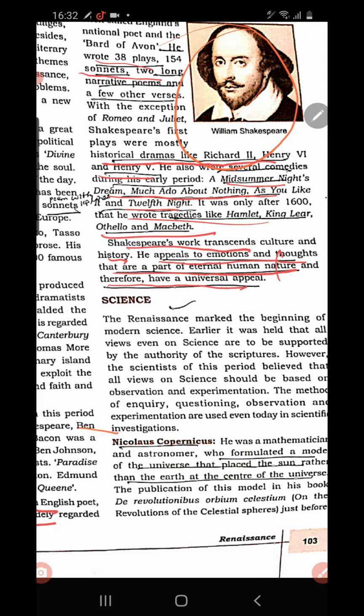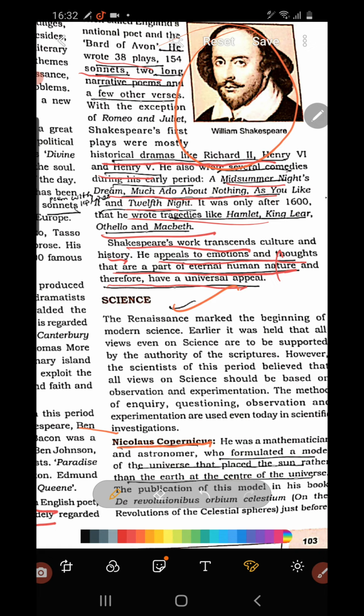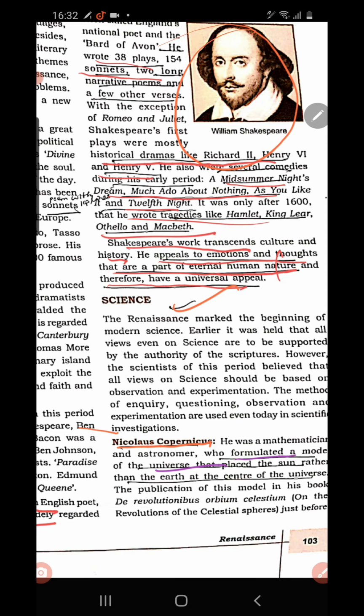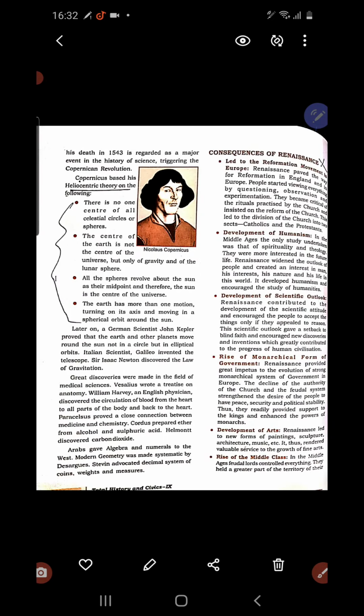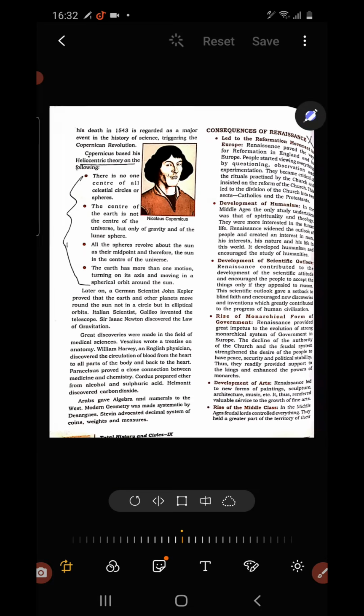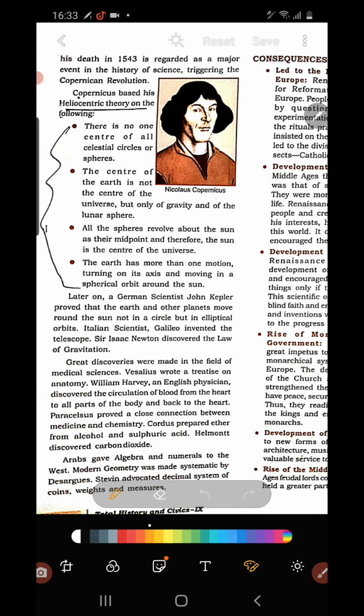Then science, when we study, you need to study Nicholas Copernicus. He was a mathematician and astronomer. He was the one who was punished by the church, I told you in the beginning. He brought about the heliocentric theory, which formulated the modern universe. According to him, the sun is the center. The church thought that earth was the center, but he said no, the sun is the center. So his theory is known as the heliocentric theory.